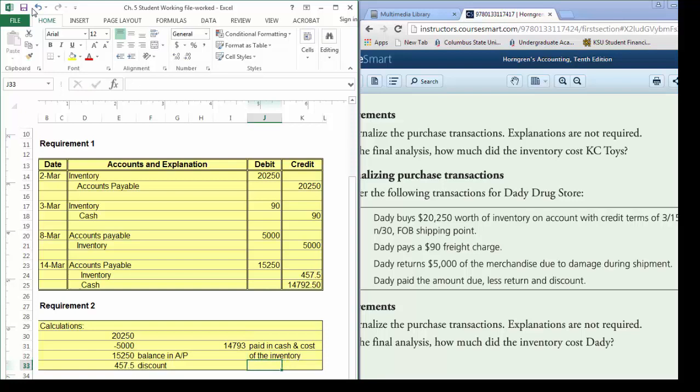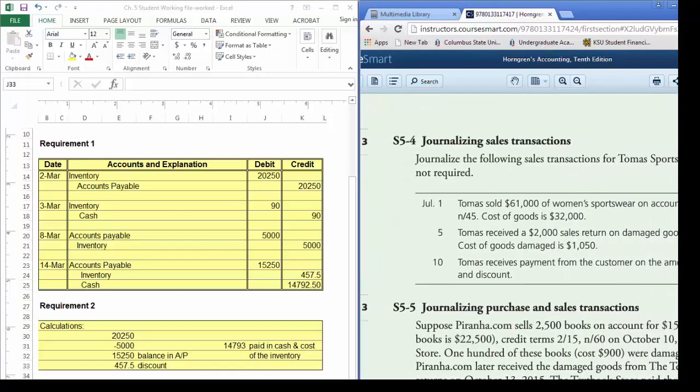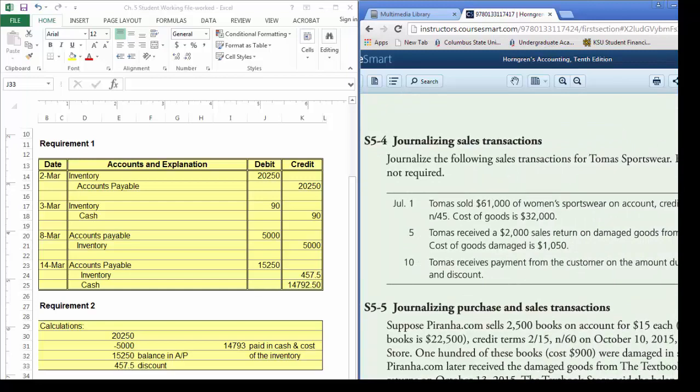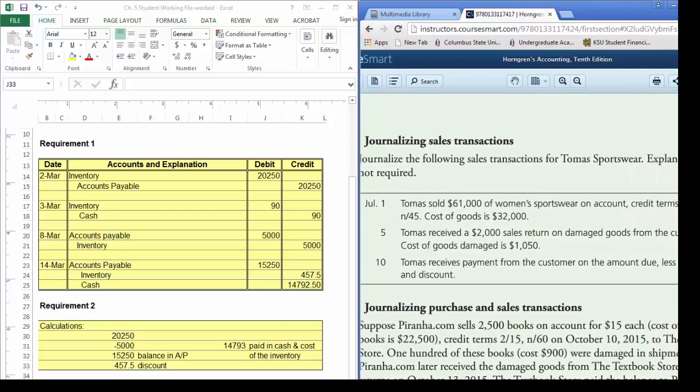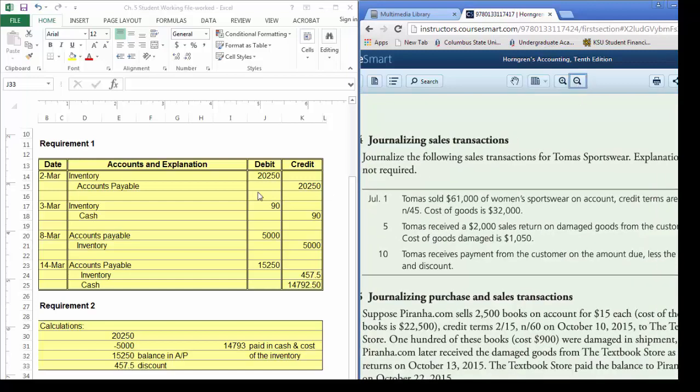All right, so that's problem number 3. If you have questions on that one, you can send me an email or post them in the discussion board. Okay. Now let's look at number 4. So number 4 down here, we're now going to look at sales transactions. Okay, we're looking at sales transactions for Thomas Sportswear, and we're going to record the journal entries for a sale.